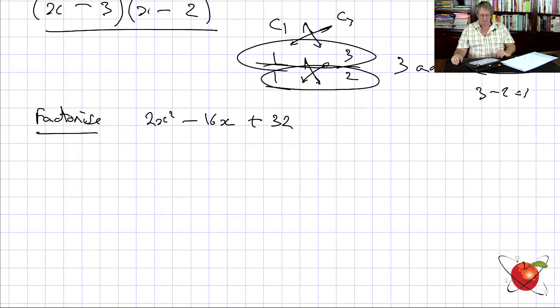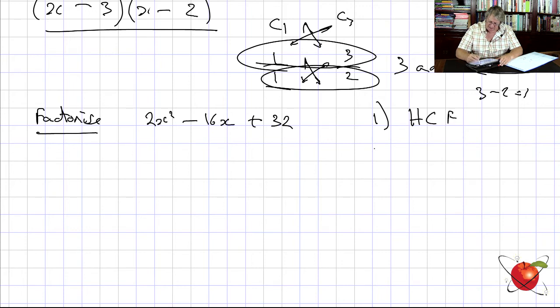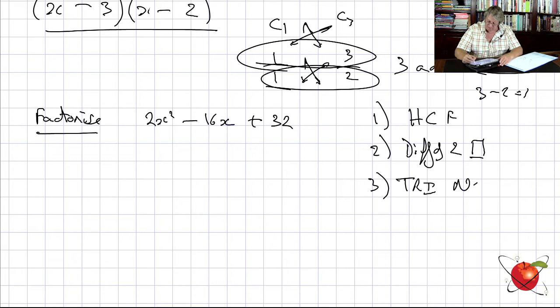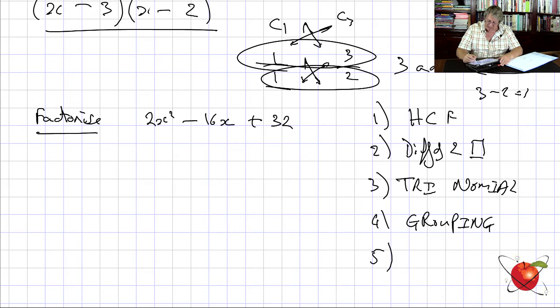Oh dear. Hold on. What is step 1 of factorization? Step 1, highest common factor. Step 2 was difference of 2 squares. Step 3, trinomial. Step 4 is going to be grouping. Step 5 is going to be a cubic. But don't worry about those, we're going to get to them.